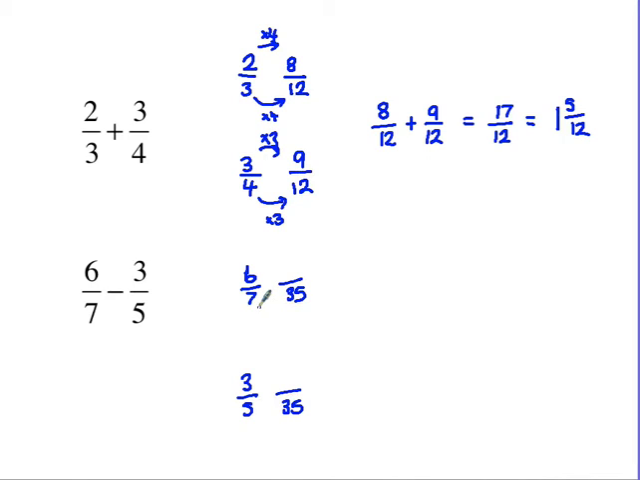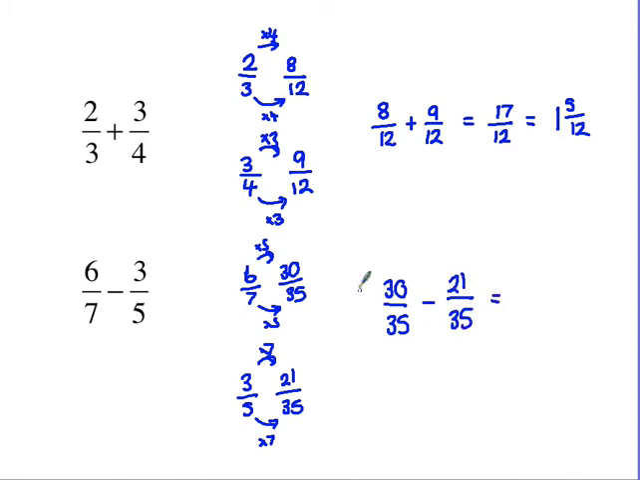So I've multiplied the bottom of this fraction by 5. So if I do the same to the top, I get 30. And I've multiplied the bottom of this one by 7. So if I do the same to the top, I will get 21. Now remember, we're subtracting here. So we've got 30 over 35, which is what I changed this into. And then we've got 21 over 35. So 30 take away 21 gives me 9 over 35. And I can't simplify that, so we're finished with that one.